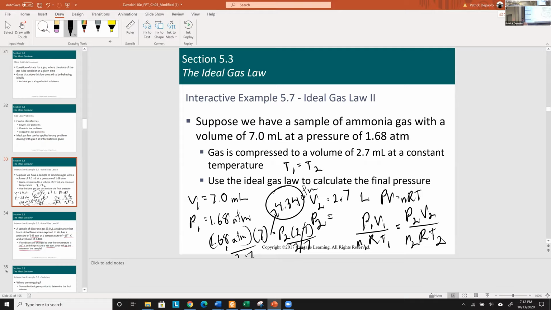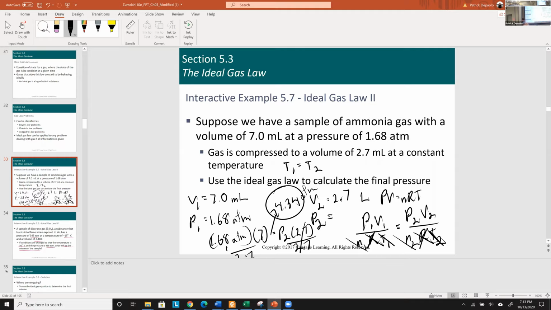So from the question, suppose we have a sample of ammonia gas with a volume of this and a pressure of this. This question is only talking about the pressure and the volume changes. It's compressed to a volume, meaning the volume changes, and at a constant temperature. So right there, it explicitly says the temperature is constant, so we can cancel out these. R we know is the same value because it's the ideal gas constant, so we can just cross them out on both sides. And then we know the number of moles is the same because it never says I'm adding or removing any gas. So that cancels out. Okay, cool.